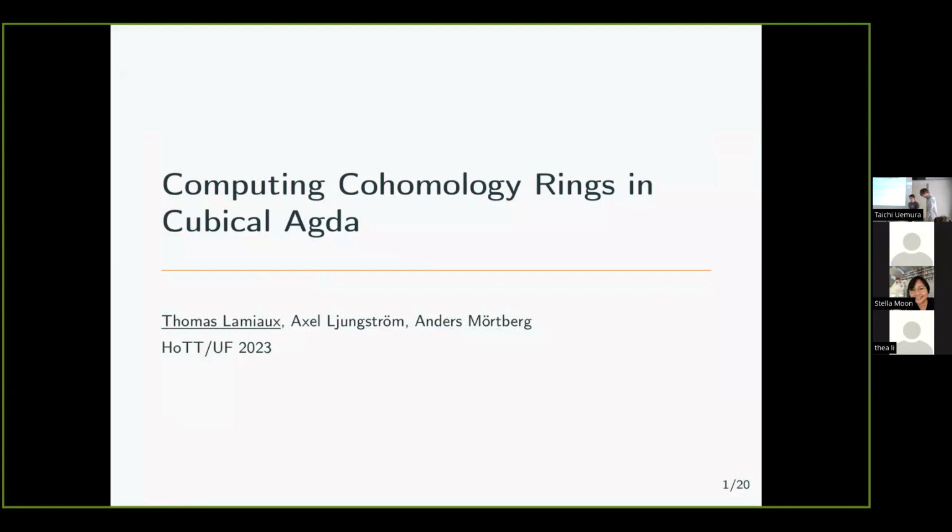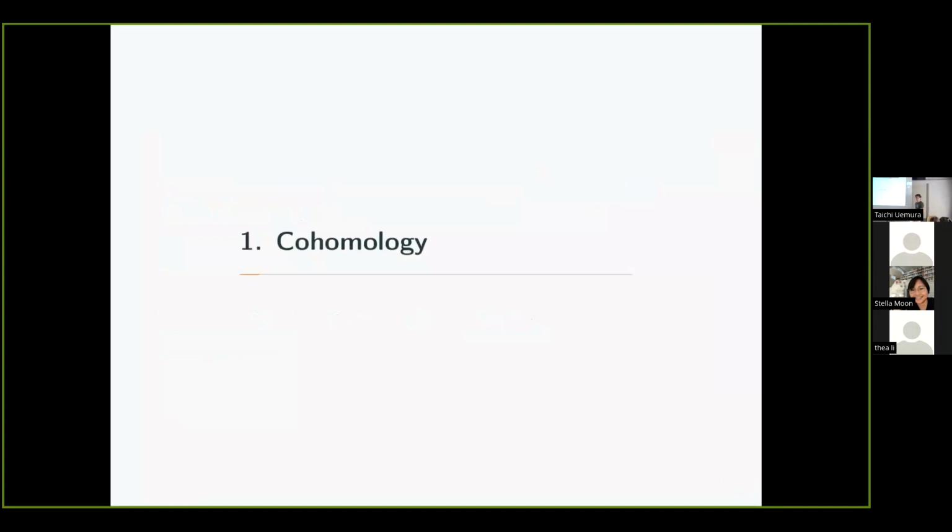Good luck. So I'm going to talk about some work that we've done with Axel and Anders that was recently published at CPP, which is about computing cohomology rings in Cubical Agda, and the hard part is actually to formalize it. So the first thing is what is cohomology, and let's start with cohomology groups.